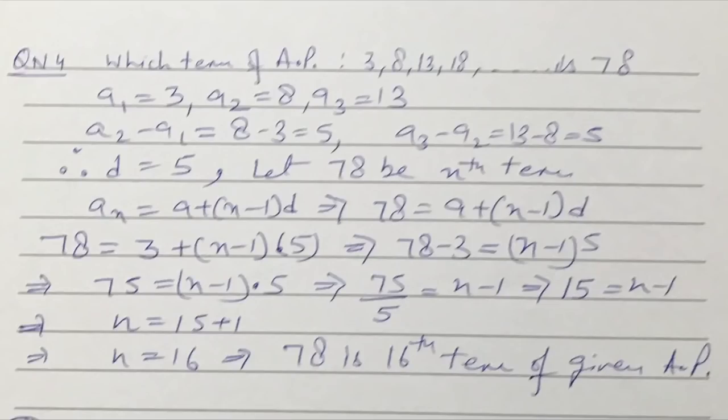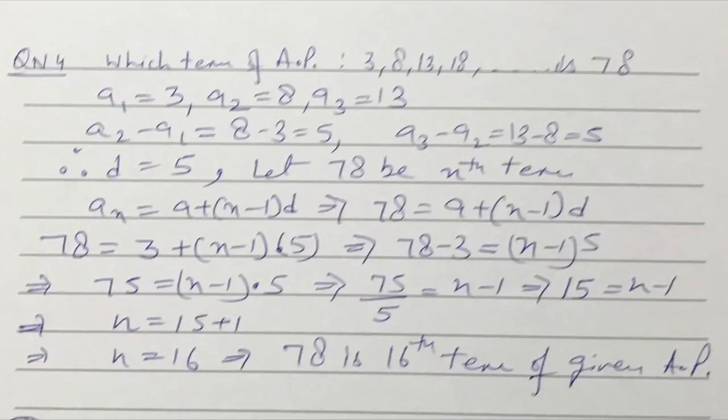Which term of the AP 3, 8, 13, 18 and so on is 78? We are given these numbers are in AP. So let us write the first term, second term, third term and the common difference. Now the first term is 3, second term is 8, third term is 13. Now the common difference is A2 minus A1, which is 8 minus 3, which is 5. A3 minus A2 is also 13 minus 8, 5. So the common difference is 5.